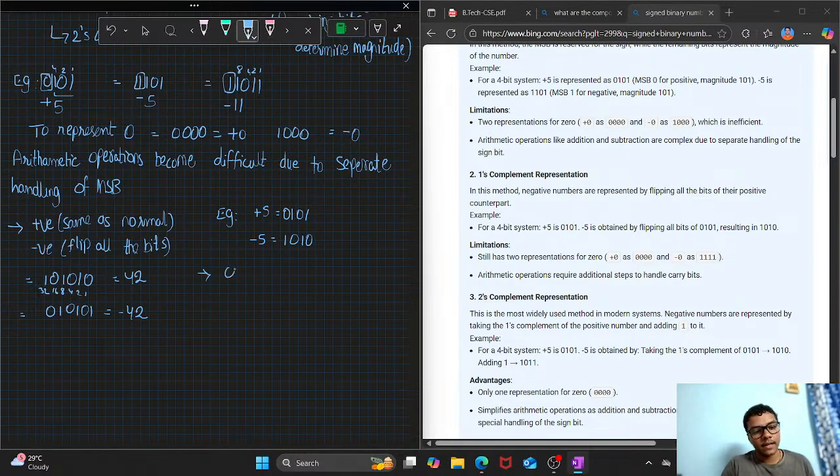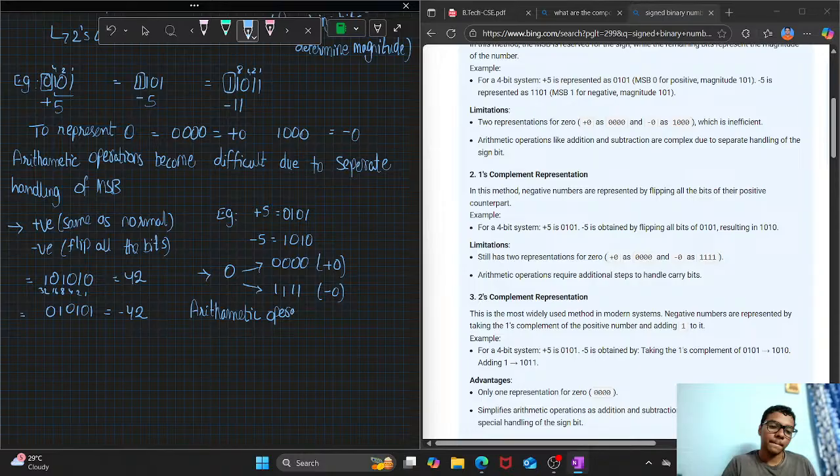And it still got its limitations. 0, it can be represented as 0000. And we can flip all the bits. Sorry. 1111, this represents positive 0 and this represents negative 0. That is not possible. That is not how the representation should be. And arithmetic operations are difficult.